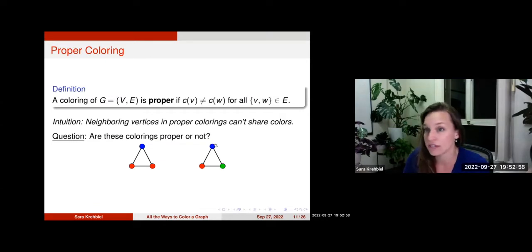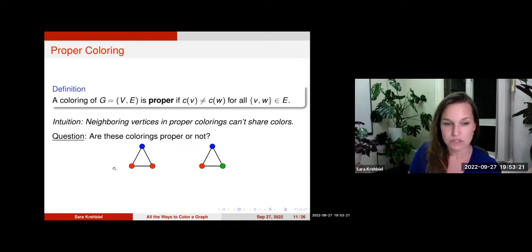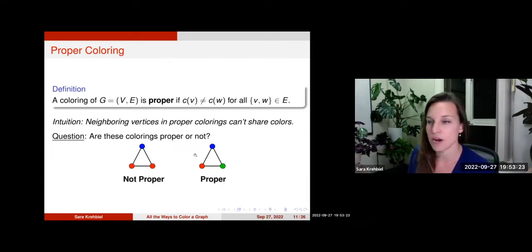So in general, you don't need each of the vertices to have a different color, but because this graph is complete, all of the vertices are neighbors with all the other vertices, so they all need to have different colors. Here, we're violating this edge constraint by assigning these two vertices the same color. It's not the case that the color assigned V is different from the color assigned W. So the left is not proper, the right is proper.